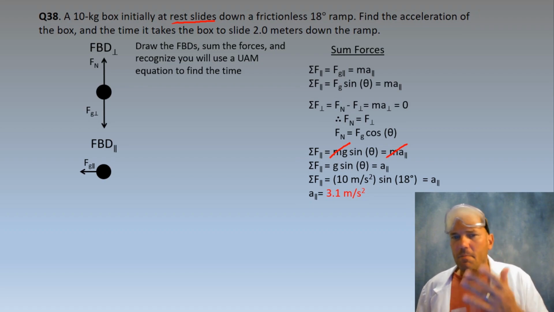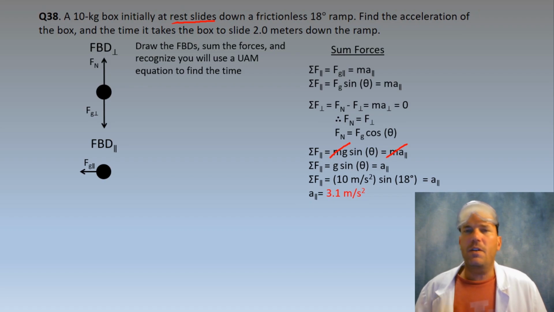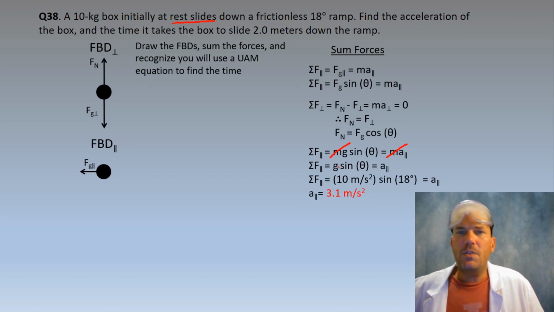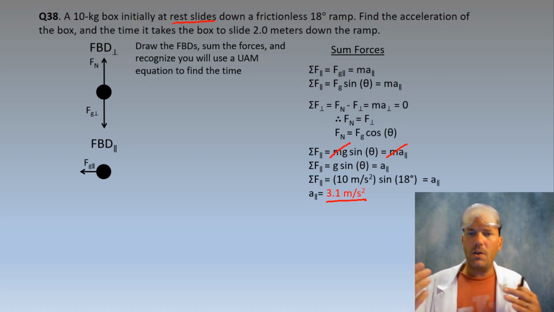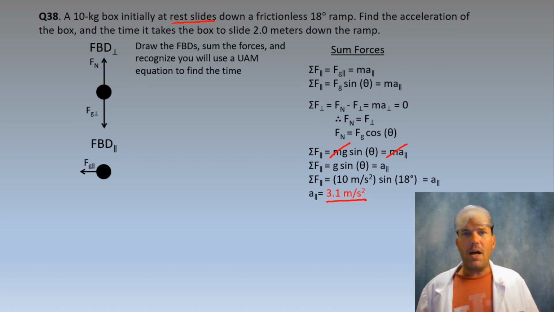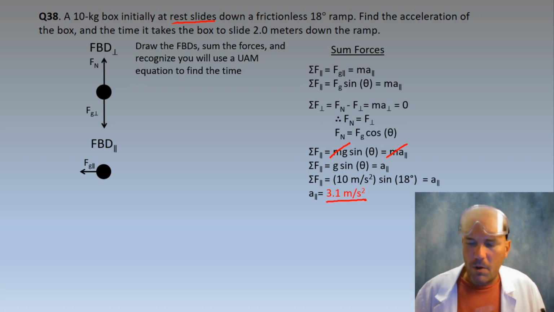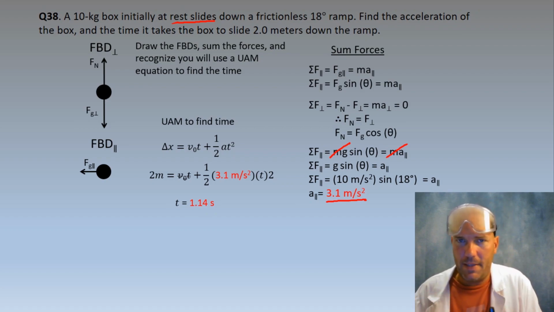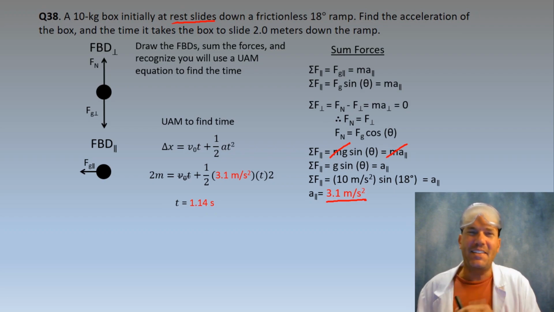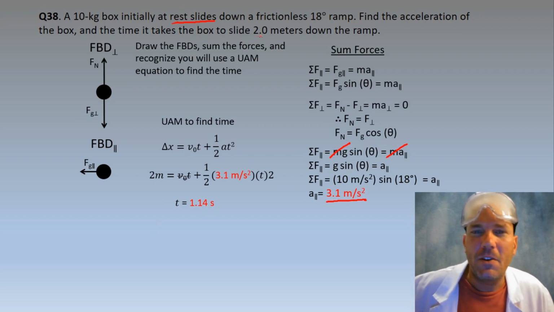So here mass cancels out and the acceleration is equal to the acceleration of gravity, little g, times sine theta, and that's going to give us a value of 3.1 meters per second squared. So that is the acceleration of the box. It is sliding down parallel at 3.1 meters per second squared. Find the acceleration of the box. Oh, we did that. And now the amount of time it takes for the box to slide 2 meters down.